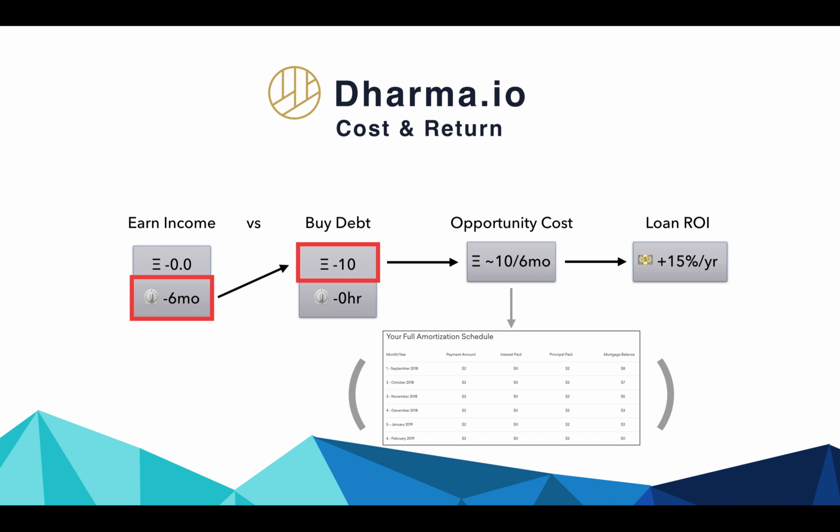They can choose to work and earn income over the course of, say, 6 months, or they can go out and purchase some debt that will last 6 months. And so there's an opportunity cost there of approximately 10 ETH over the course of 6 months. Roughly speaking, there is an amortization schedule, but in general terms, that's about the opportunity cost. And the return that they're hoping to get is 15% per year.